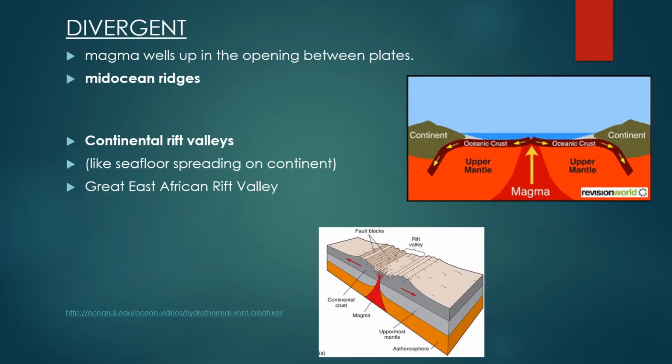So divergent, I did a pretty good job at explaining seafloor spreading, I think, and that's a divergent boundary. You have magma welling up in the opening between plates, creating mid-ocean ridges, right? And these plates are moving away from each other. They're diverging. You also see this on a continental area. So it's like seafloor spreading, however, on a continent.